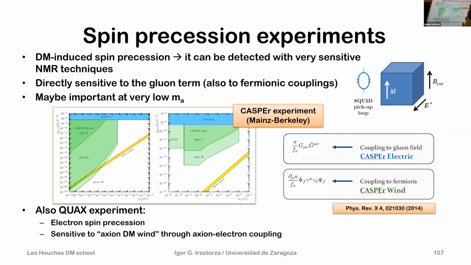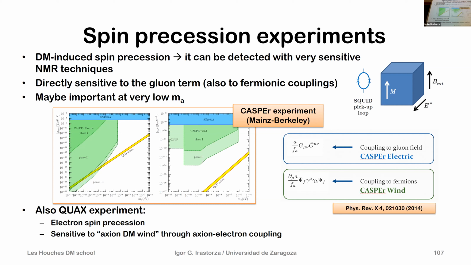There are more things that I don't want to spend much time on, but there are also experiments based on NMR techniques looking for spin precession signals. So these are effects expected to be produced by the dark matter field, assuming all the couplings, not the asymptotic couplings. So either the axion-gluon field, the axion-photon term, could produce, due to the oscillating nature of the dark matter field, signals in NMR experiments.